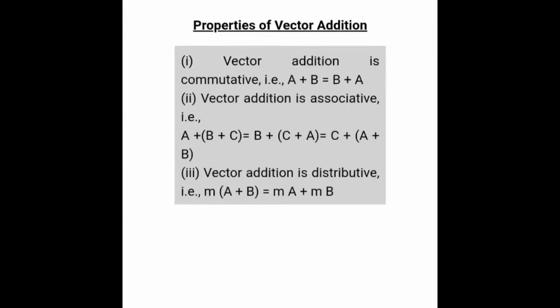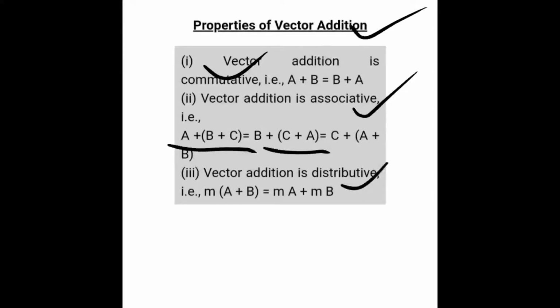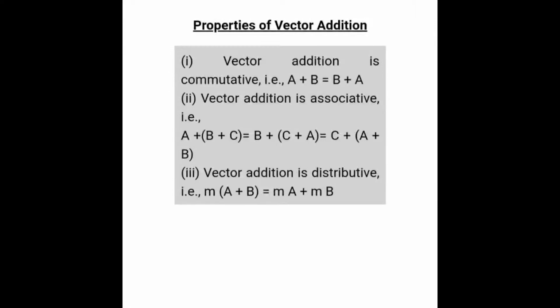Next we have the associative law. That means A plus B plus C must be equal to B plus C plus A or C plus A plus B. So vectors follow the commutative law, and vectors follow the associative law. Vectors also follow the distributive law. That means M times the bracket A plus B, so M gets multiplied here, and we get MA plus MB. So these are the properties of vector addition.